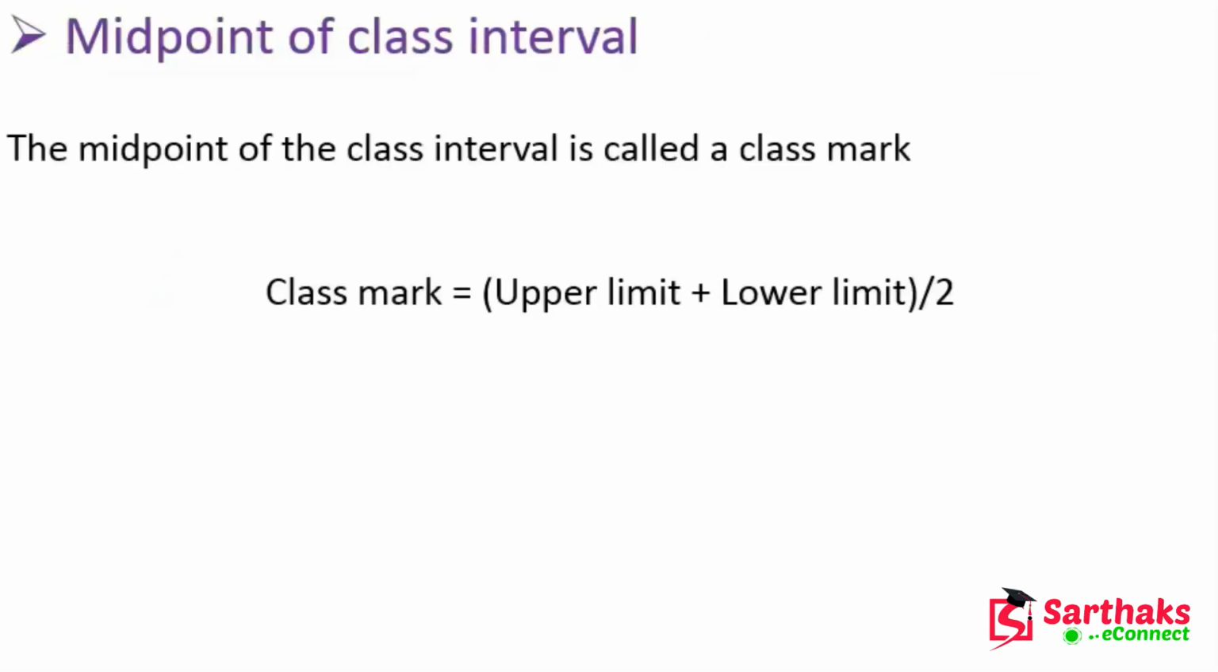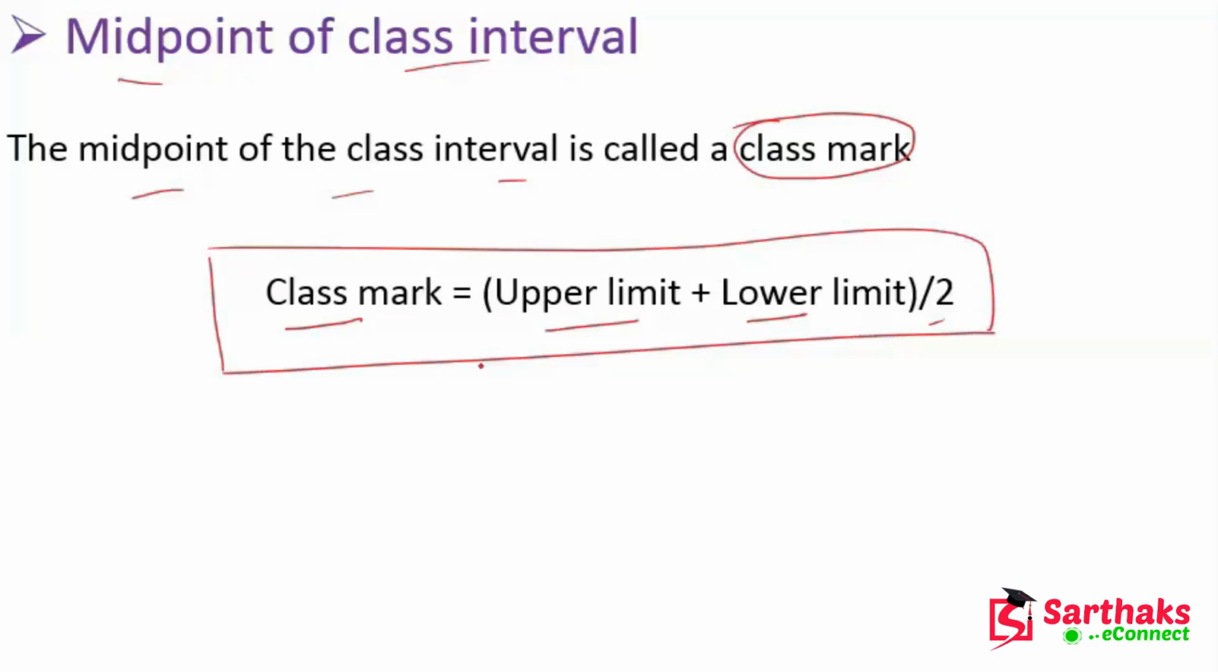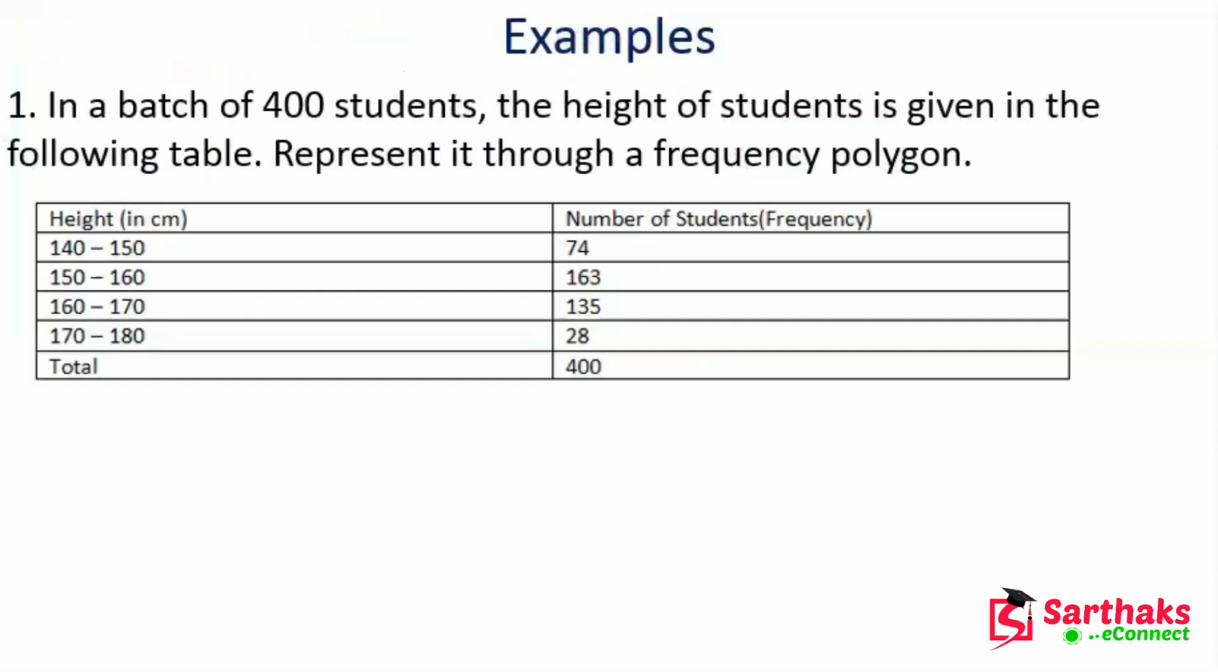Now let's see how to find the midpoint of the class interval. The midpoint of the class interval is called the class mark. So how can we find it? The formula is upper limit plus lower limit, divided by 2. This is very easy. So we get the class marks. Now let's see the problems based on frequency polygons.